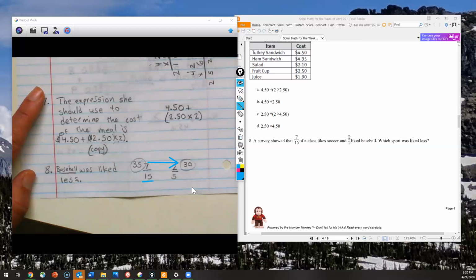But remember, they're not really looking for the larger fraction. They want to know which sport was liked less. That would mean that the smaller fraction is 2/5, which is the fraction of kids that like baseball. That's why baseball was liked less.